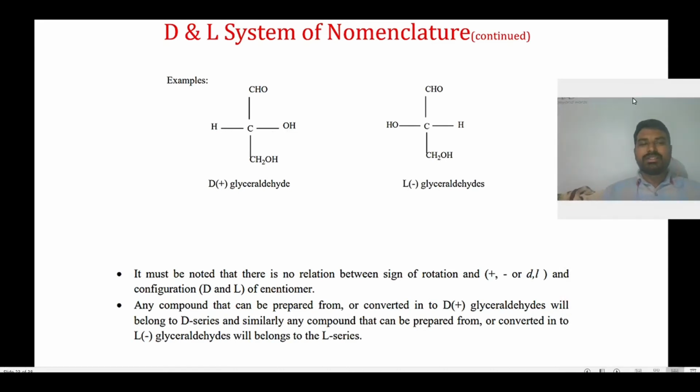It must be noted that there is no relation between the sign of rotation, plus, minus or d, l, and the configuration D and L of enantiomers. Any compound that can be prepared from or converted into D-plus-glyceraldehyde will belong to the D series, and similarly any compound that can be prepared from or converted into L-minus-glyceraldehyde will belong to the L series.